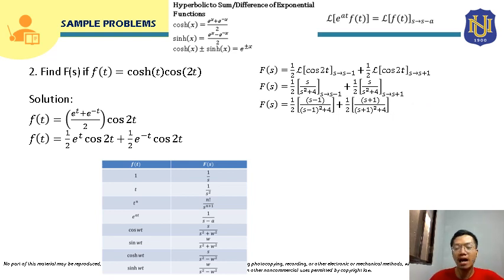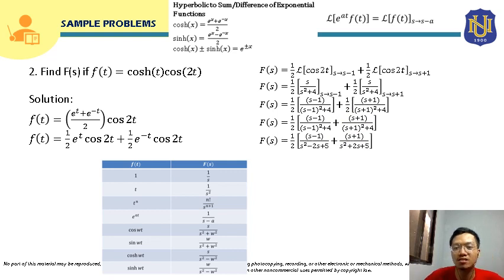Replacing now all variables s by s minus 1, this s will become s minus 1, and this s squared will become s minus 1 squared plus 4. Same here, s will become s plus 1, and s squared will become s plus 1 squared plus 4. We can simplify this further. We can factor out 1/2, and after factoring out 1/2, we can combine these two terms by solving for the common denominator. But before that, we can simplify this further. S minus 1 squared plus 4 is equivalent to s squared minus 2s plus 5.